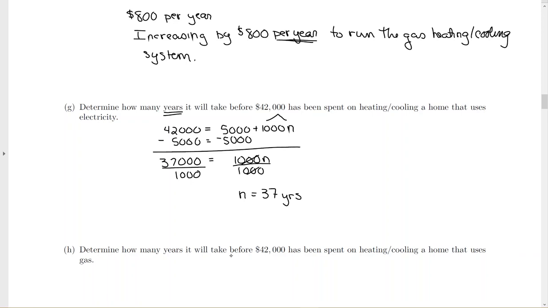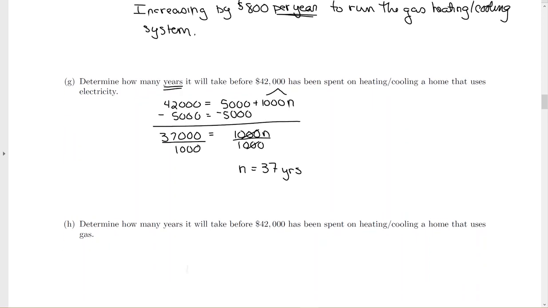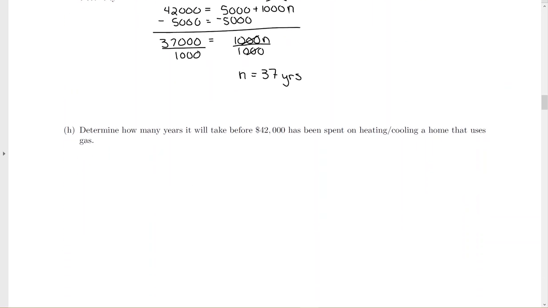So determine how many years it'll take before 42,000 has been spent on heating and cooling a home that uses gas. So same idea, but you're using the gas equation now. So we're doing 42,000 again on the left side of the equation. We're taking out the g of n and putting in 42,000 equals 800n plus the 12,000. And now we're going to solve for n. So again, we're solving for the n, so we're going to leave that term alone and subtract off the 12,000 first.